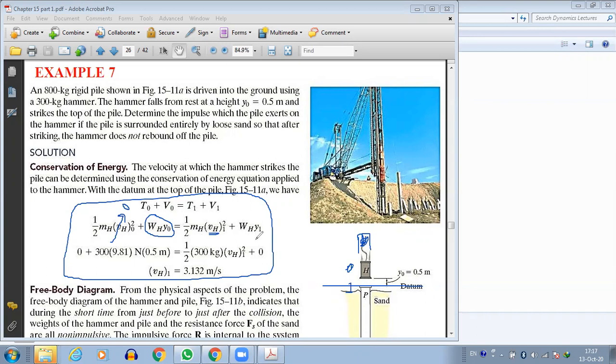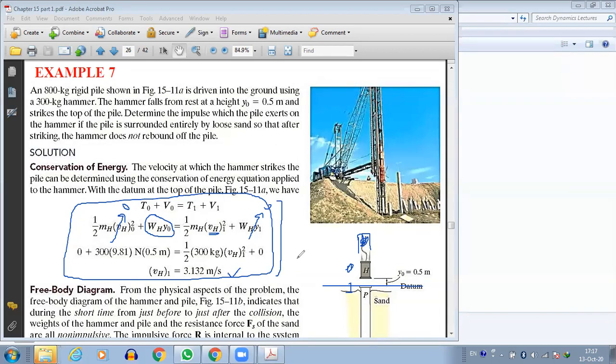Since we are already at the datum at this point, Y will be 0, so this term will be 0. So here we find the velocity of the hammer just before it strikes the pile. Before moving forward, do you understand this point or not? Is it clear? Is there anything which is not clear? Please ask.